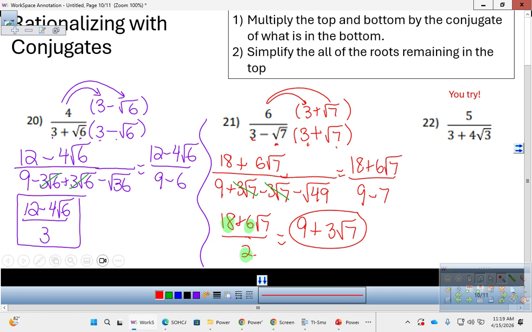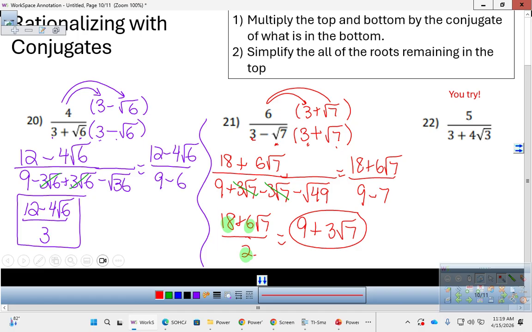If I typed in my calculator 6 divided by 3 minus root 7 and hit enter, I get a really weird decimal because it's irrational. But if I typed 9 plus 3 root 7 in the calculator, I get the same really weird decimal. They're equivalent fractions. They're equivalent terms. One has a root in the bottom and one doesn't.